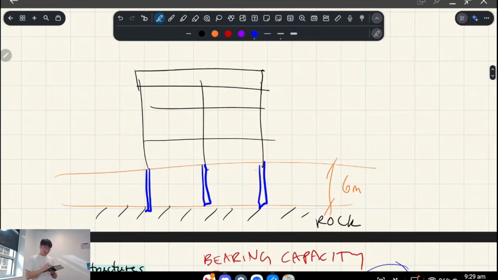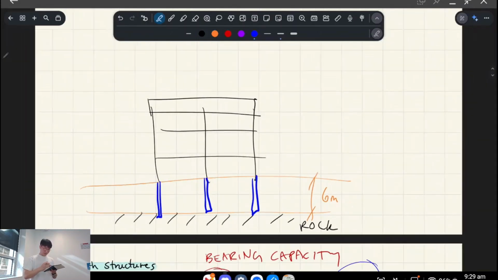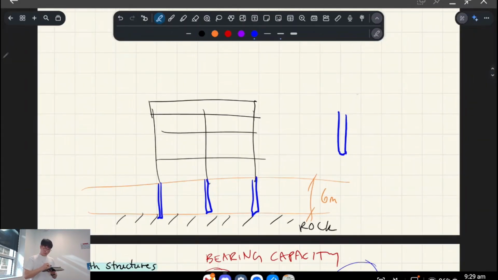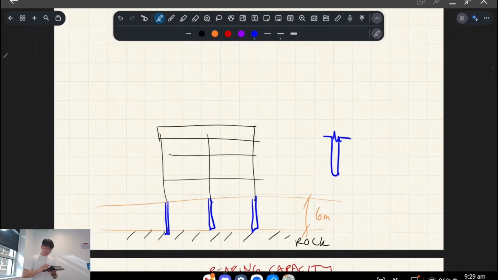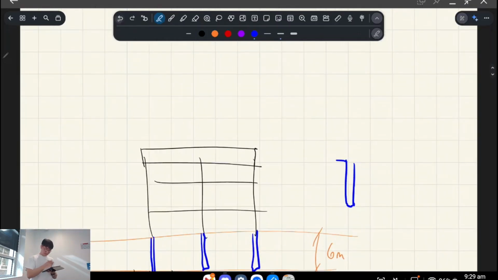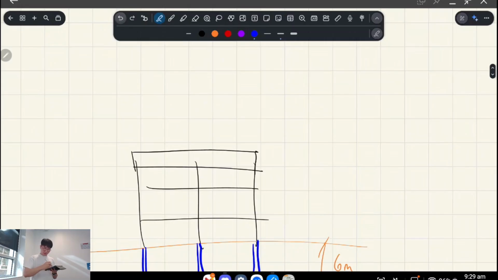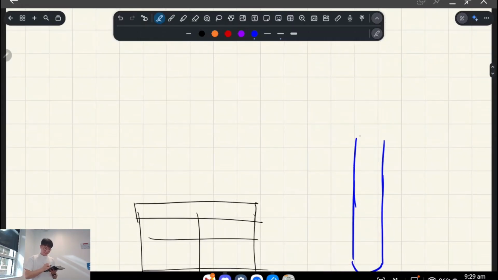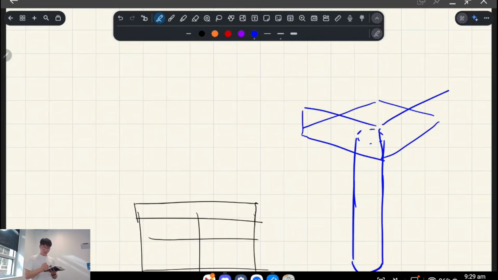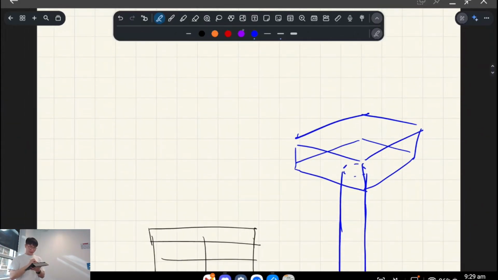But the idea of a pile is something that's sometimes called a pile cap. So if you've got a pile, here's your pile. Let's say it's circular. At the top, sometimes you might see something called a pile cap, which looks somewhat similar to a pad footing, and it's just a rectangular block that sits on top of the pile. There's a couple of reasons why you might want to do that.